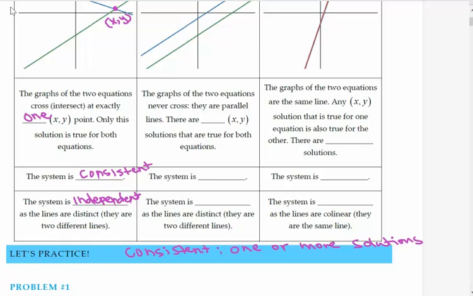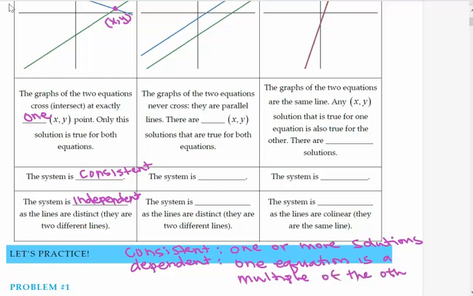If we're talking about whether a system is dependent, the one we just talked about is independent, but dependent means that one equation is a multiple of the other. As we work through some examples, you'll see what happens here.